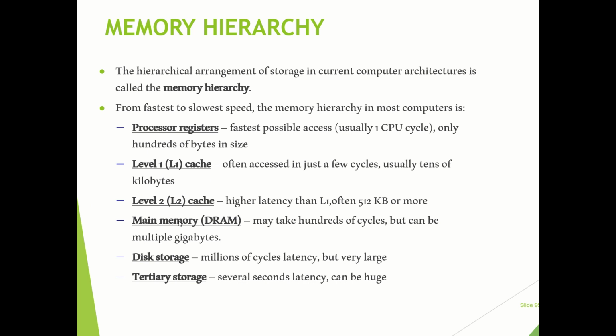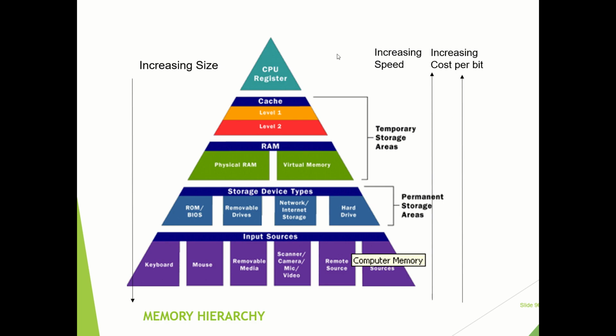Then, if you arrange them based on size and speed, the next one will be the main memory. Then comes the disk storage and tertiary storage. And this is the memory hierarchy. From top to bottom, the size increases. From bottom to top, the speed increases.